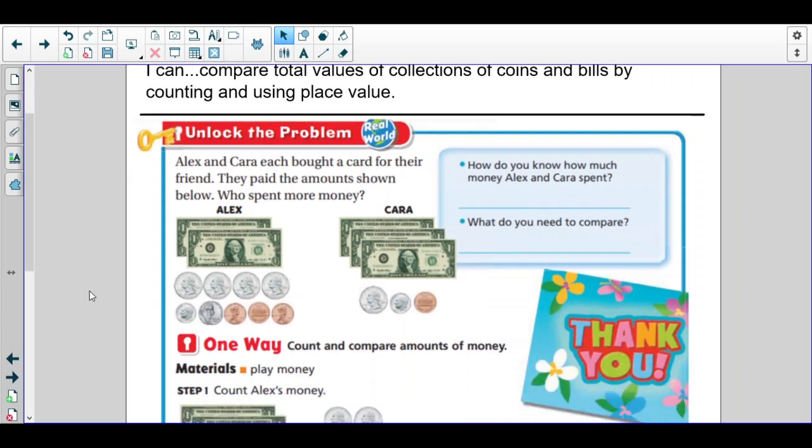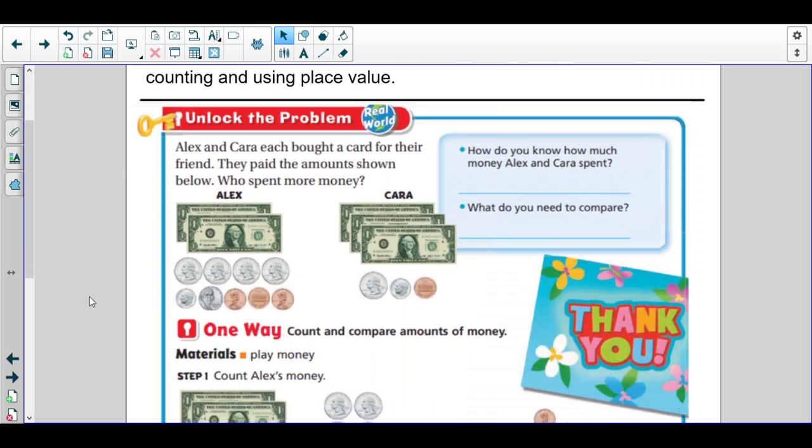So let's take a look here at the problem that we have. Alex and Kara each bought a card for their friend. They paid the amount shown below. Who spent more money? And so we have Alex, we have Kara, and let's look over here. How do we know how much money Alex and Kara spent? How do you know? Well, this is what we're going to put for that.